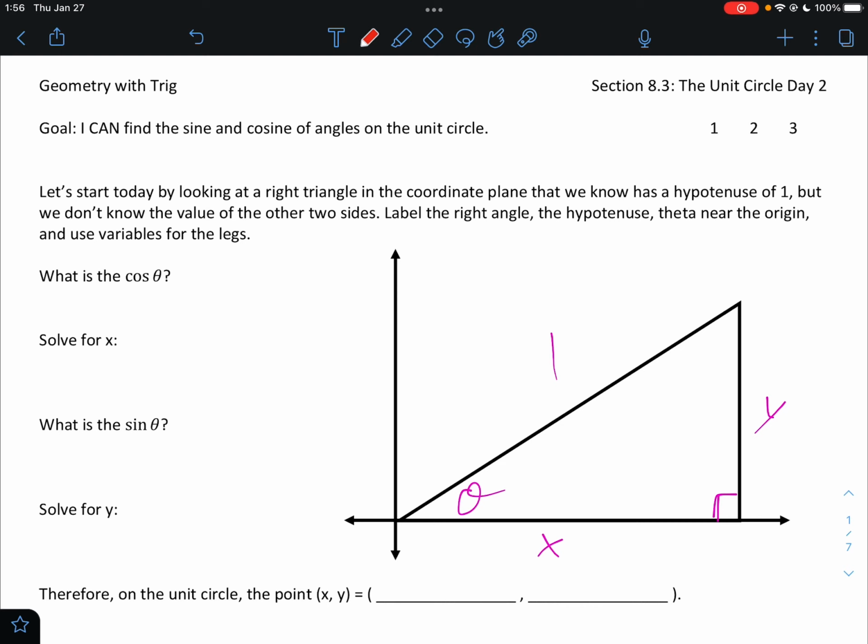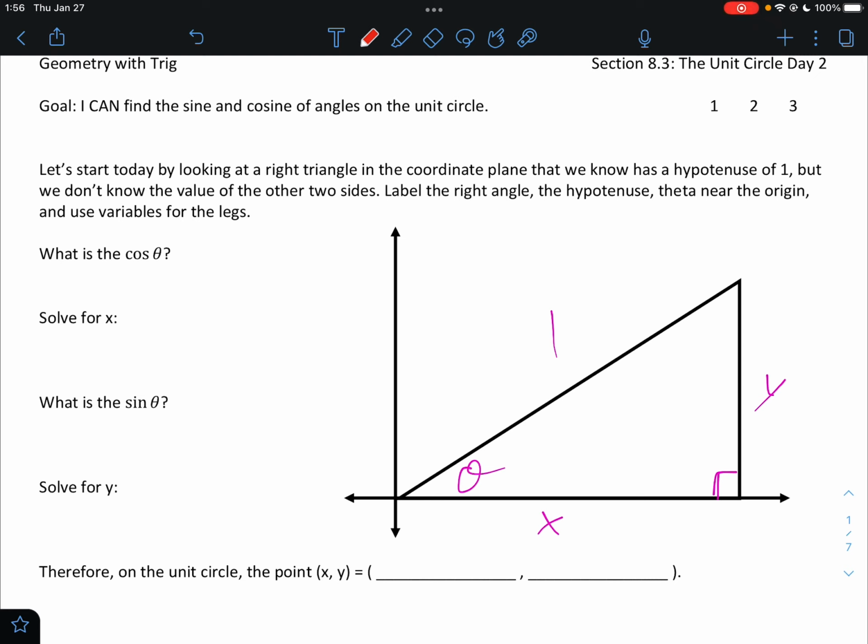All right, in this video, we're going to take a look at some basics of how we use the unit circle to find some trigonometric functions of specific angles. So let's start today by looking at a right triangle in the first quadrant of the coordinate plane.